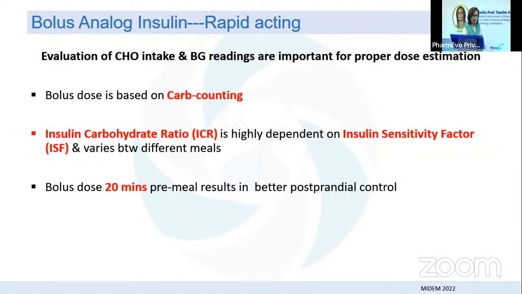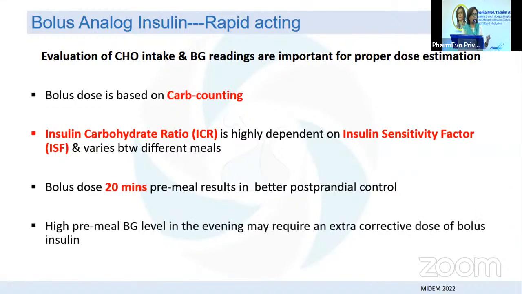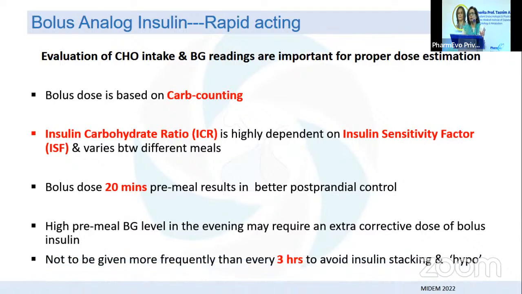A high pre-meal blood glucose level in the evening may require an extra corrective dose, because if people keep eating, you may have a very high glucose. Because this is rapid and short acting, you may need to give a little bit more bolus insulin, but don't inject more frequently than every 3 hours, because then you get stacking.